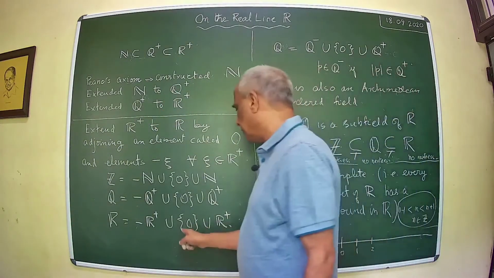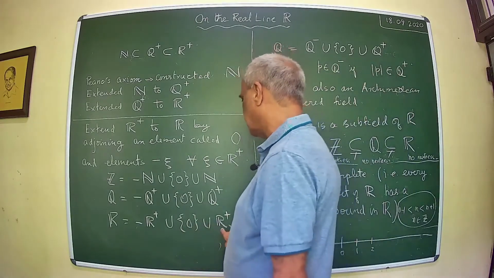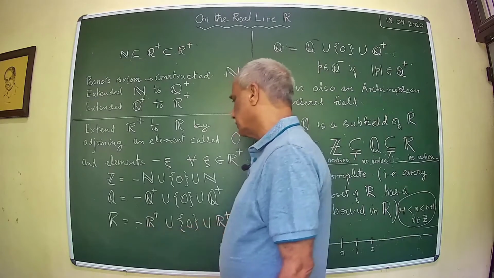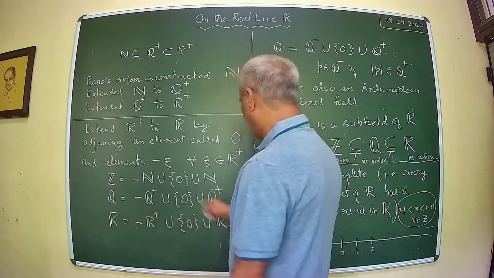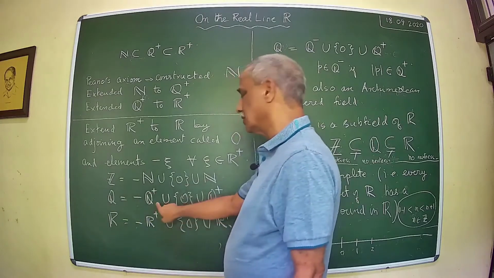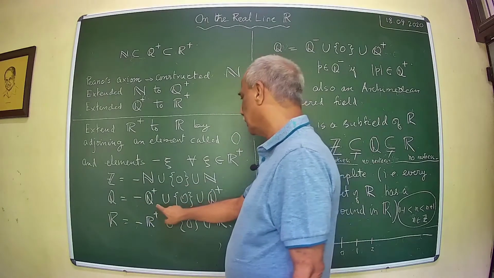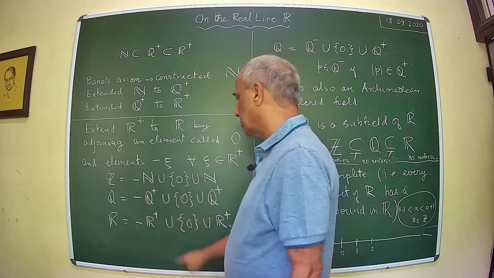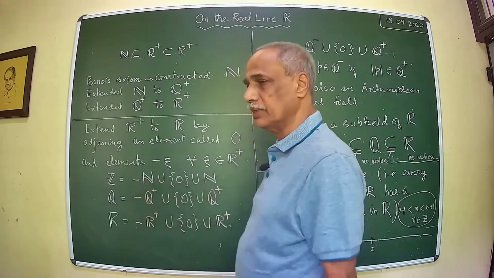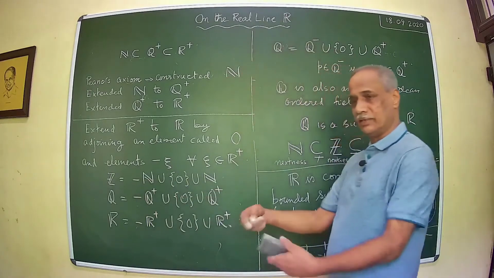Because what we did was we started with R plus, adjoined 0 to it and to this. And then we discovered that in the bargain we get these things also. Q plus is automatically coming there, minus Q plus is coming there, minus n is coming. And so we get that.